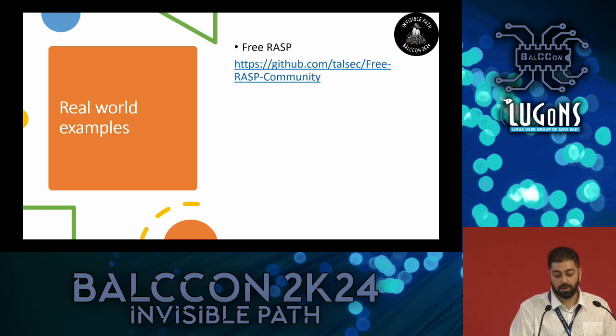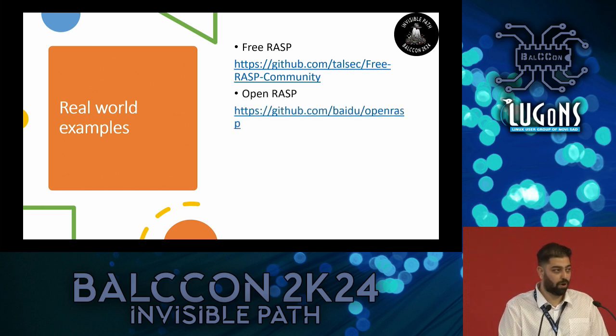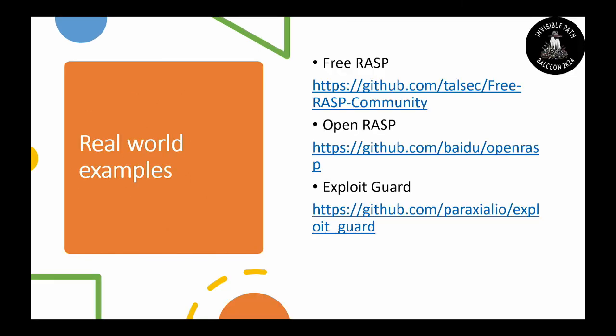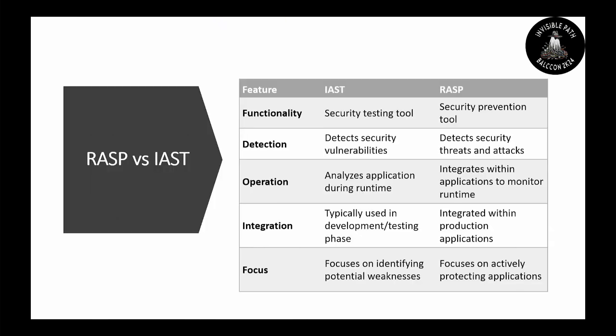And some real world examples. But that's not limited to these, I just want to share some of those real world examples of RASP. There is a project called Free RASP. It's free, and also it's community based. And also we have Open RASP as well. Then you can enjoy that one. This is a little bit mature kind of RASP, but it's a little bit complicated in terms of integration. And also there is another one, Exploit Guard. I think this one has some built-in functions that you must pay for, if I'm not mistaken.